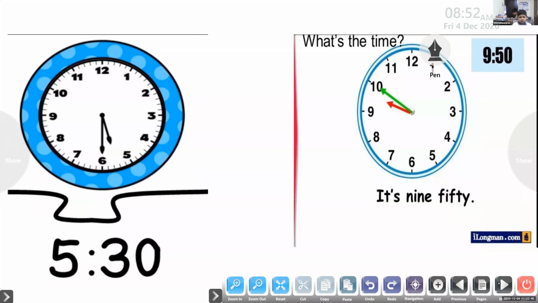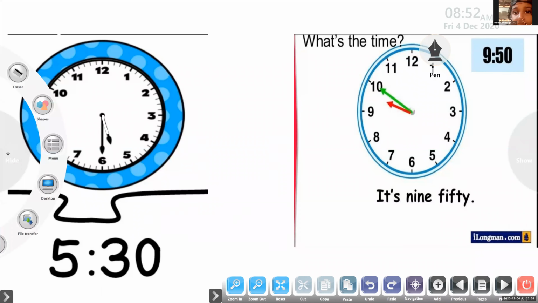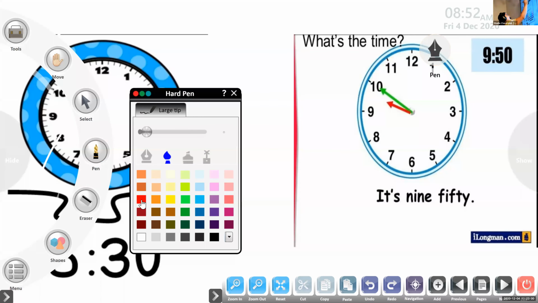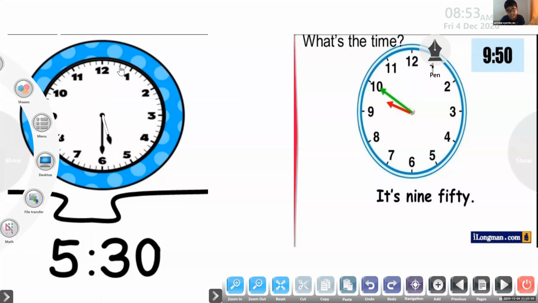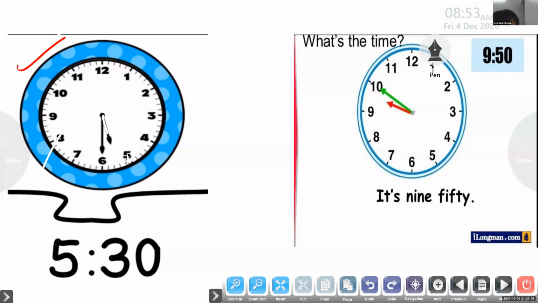Like that. Here, the hour hand is between which numbers? This one I am asking. 5 and 6. It is 5:30. This one we are discussing. Here the hour hand is between 5 and 6, so the hour is 5. Minute hand is on 6, so 30. 5:30.